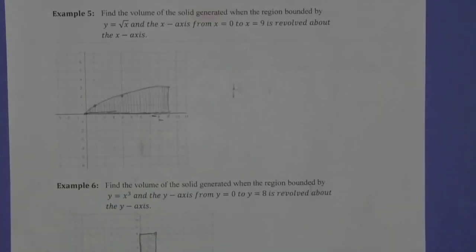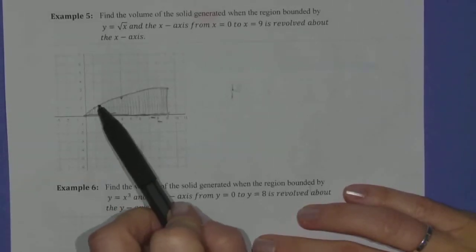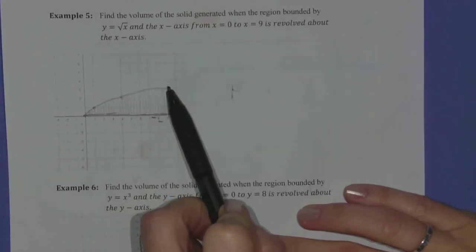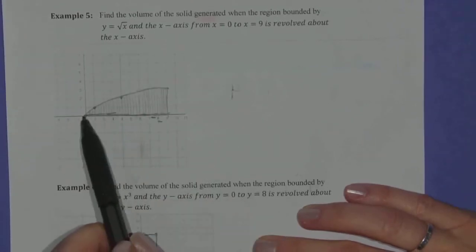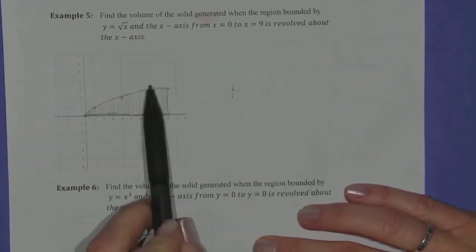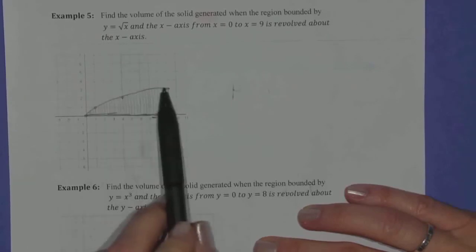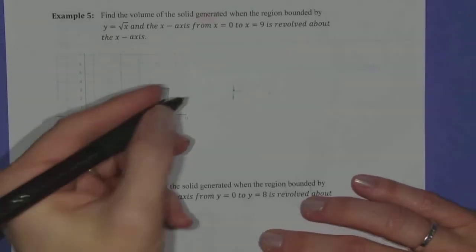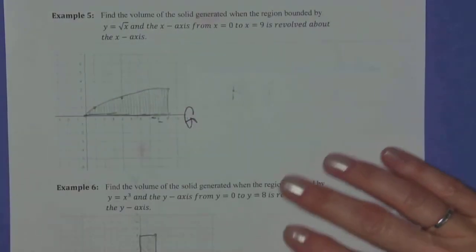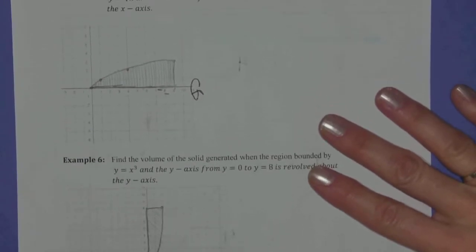It says, find the volume of the solid generated when the region bounded by y equals root x, and the x-axis from x equals 0 to x equals 9 is revolved about the x-axis. So I've already drawn it. This guy right here represents the square root of x from 0 to 9. Here's my x-axis, and so I shaded the area between the two. And we are spinning around the x-axis, so I'm going to give my loop-de-loop right there.